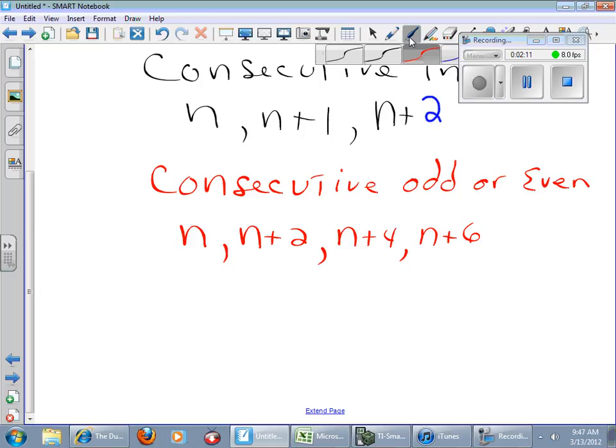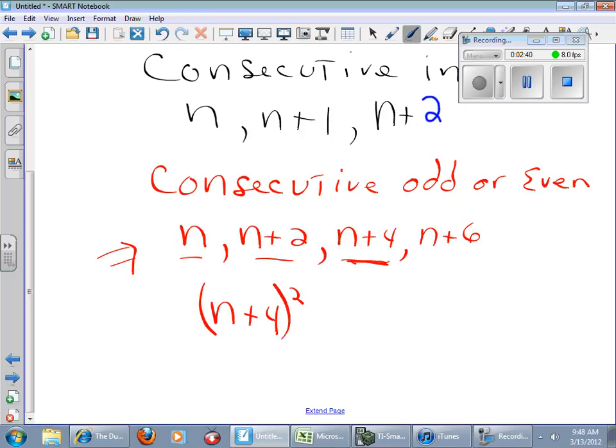Okay. Now, if it asks you, say like on the second one, if it said to square the third of 3 consecutive even integers, well, we've got this, this, and this. There's the third one right there, right? I need to square it. That is not this. This is not correct. This is the first consecutive even integer plus 16. And that's not what we want. We want the third one squared. We have to put it in a quantity.